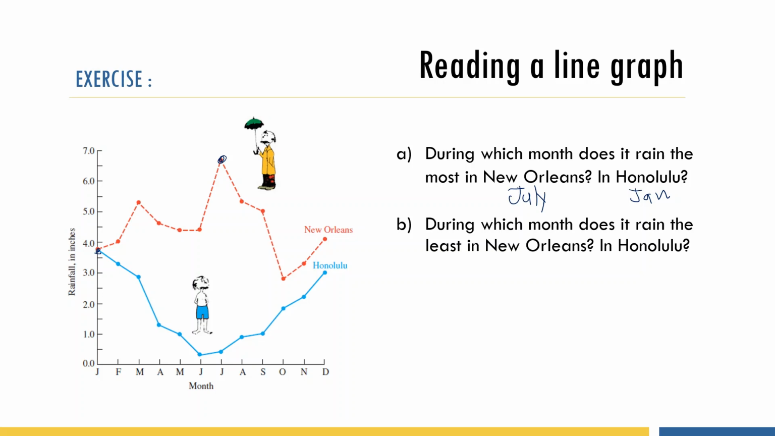Okay. The next one is during which month does it rain least in New Orleans and Honolulu? Least means that we have to look for the lowest. The lowest in New Orleans is this month, which is October. Okay, and in Honolulu it is here, June. Okay, so really simple how to read the line graph.